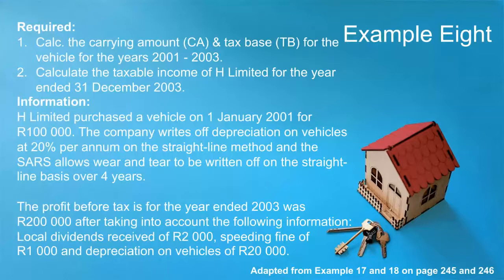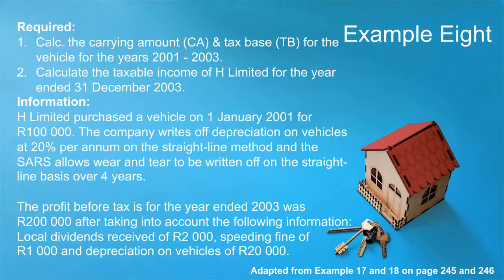Okay, so let's do this example. In part one, they want us to calculate the carrying amount and tax base from 2001 to 2003. In part two, we need to calculate the taxable income for H Limited for the end of 2003. So we're told H Limited purchased a vehicle in January 2001 at 100,000 Rand. The company writes off depreciation on vehicles at 20% straight line method, where SARS allows a wear and tear allowance also on a straight line basis of 4 years, right?